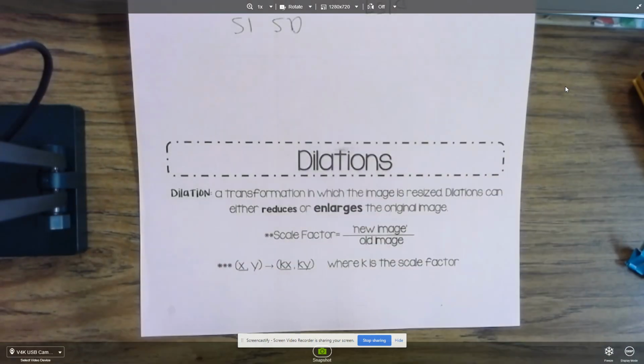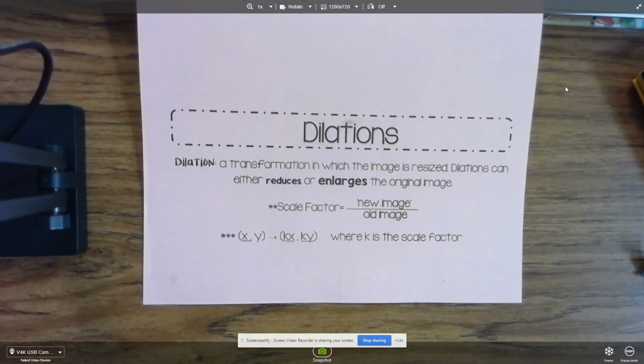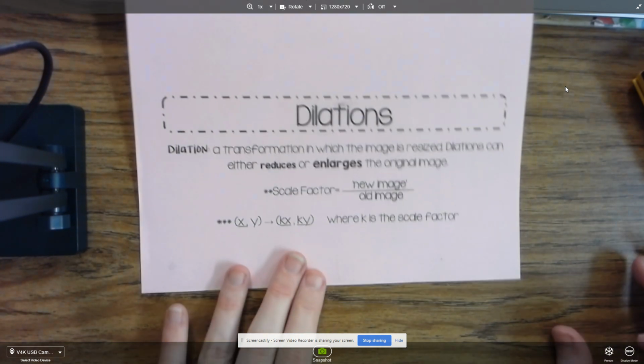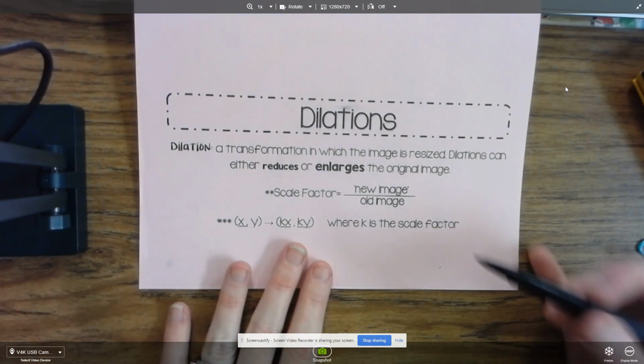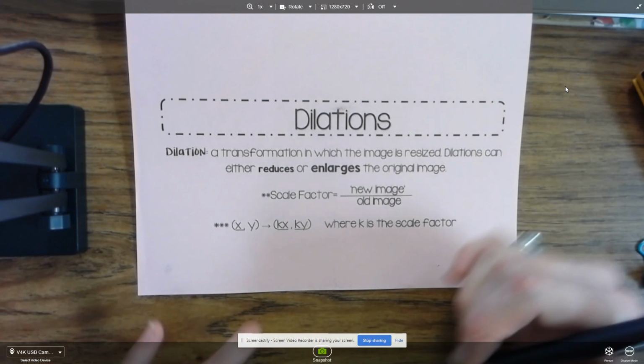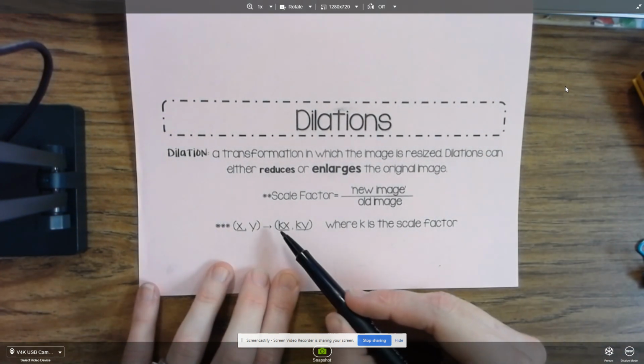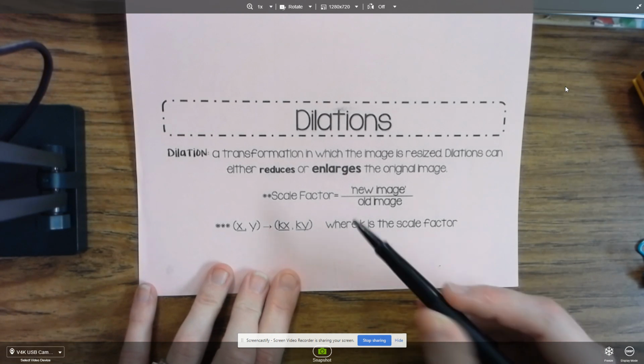This video is for dilations. And so remember, a dilation is a transformation in which the image is resized. Dilations can either reduce or enlarge the original image. And to find the scale factor, you take the new image and you divide it by the old image. And then to write them algebraically, you would write (x, y) turns into (kx, ky), where k is the scale factor.